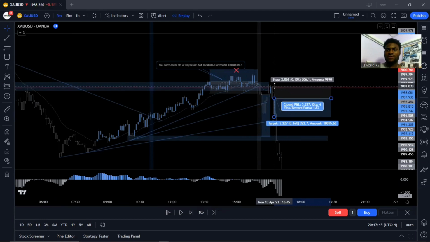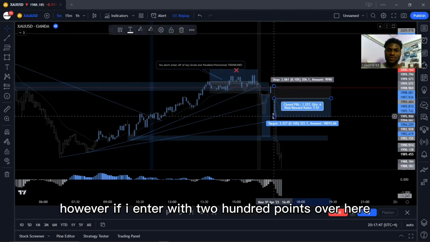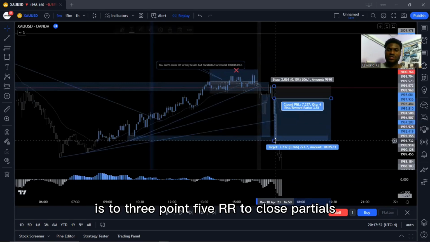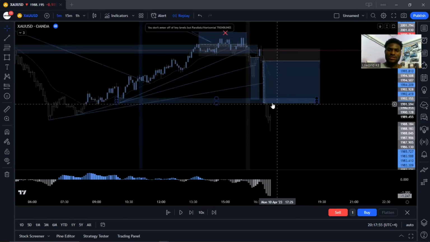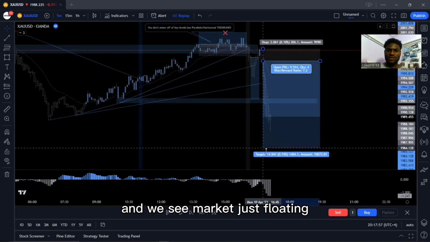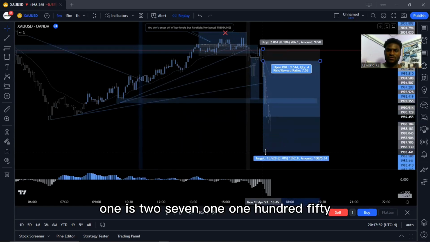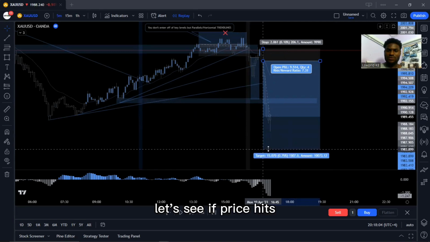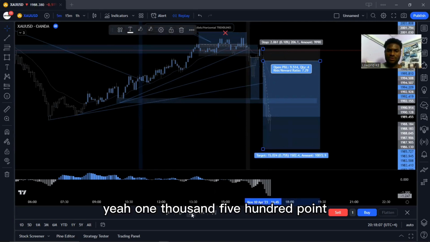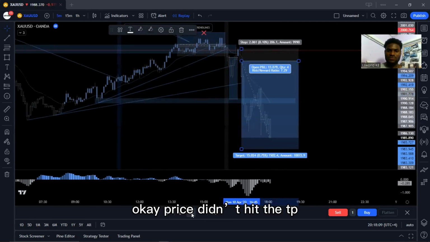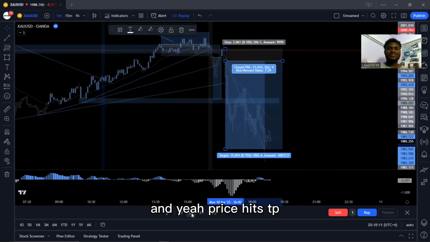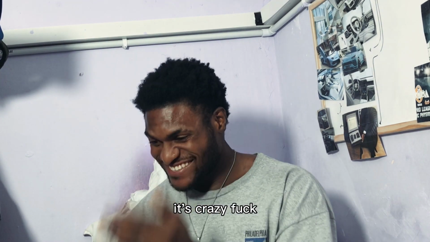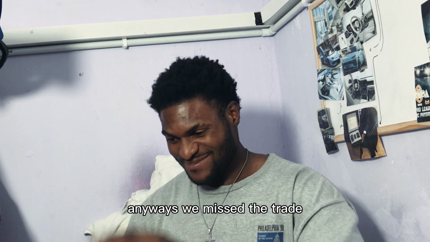This thing gets fixed. However, if I enter with 200 points over here, you see price would have given us our 1:3.5 to close partials, and we see the market just floating at 1:7.150, 1,500 points. Let's see if price hits here, 1,500 points. Okay, price didn't hit the TP, and yeah, price hits TP. Literally, price hit TP. This is crazy, man. This is crazy. Anyways, we missed the trade.